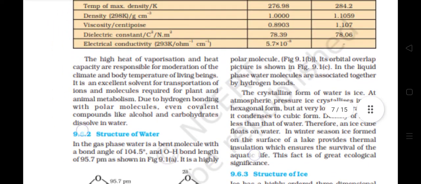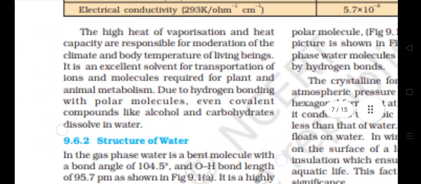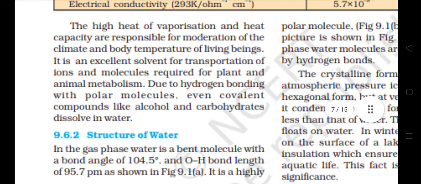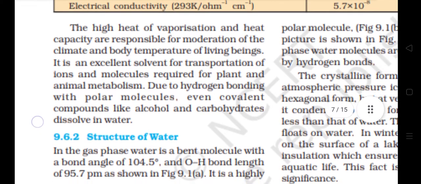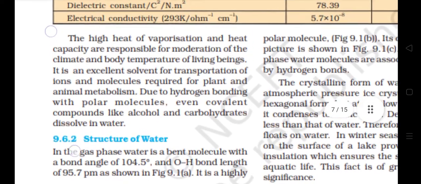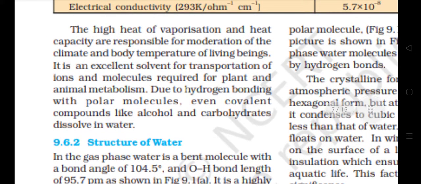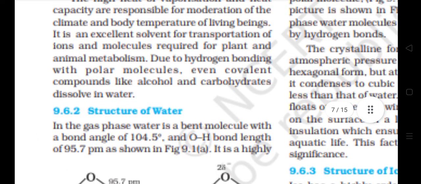The high heat of vaporization and heat capacity is responsible for moderation of climate and body temperature of living beings. It is an excellent solvent for transportation of ions and molecules required for plant and animal metabolism. Due to hydrogen bonding with polar molecules, even covalent compounds like alcohol and carbohydrates dissolve in water.